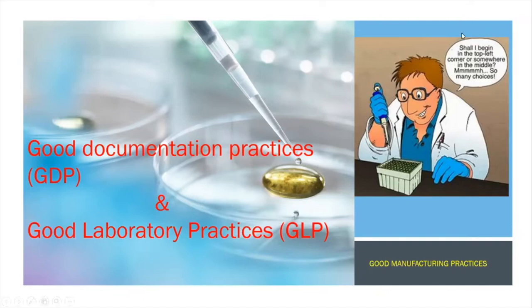So if you see this, shall I begin in the top left corner or somewhere in the middle? So many choices. So it is actually not so. We cannot have so many choices. We have to follow the GDP and the GLP. So this is not GLP.